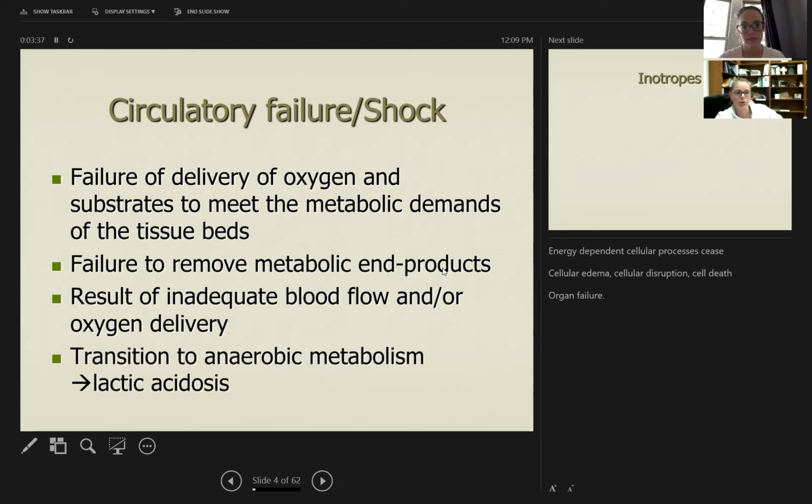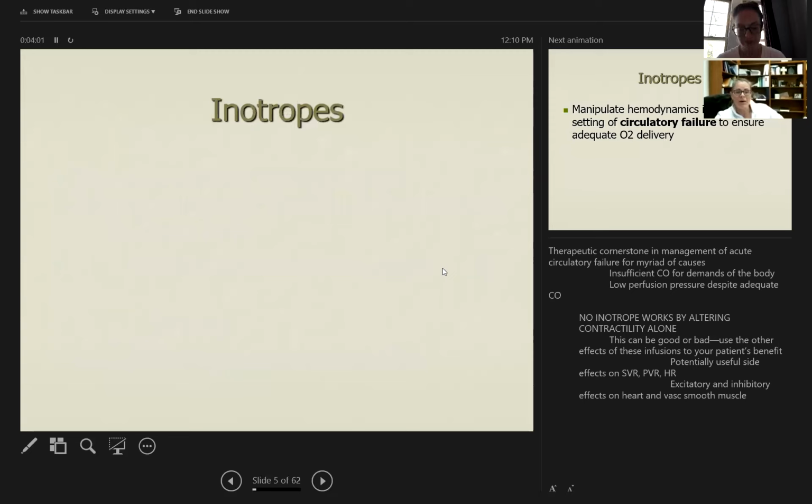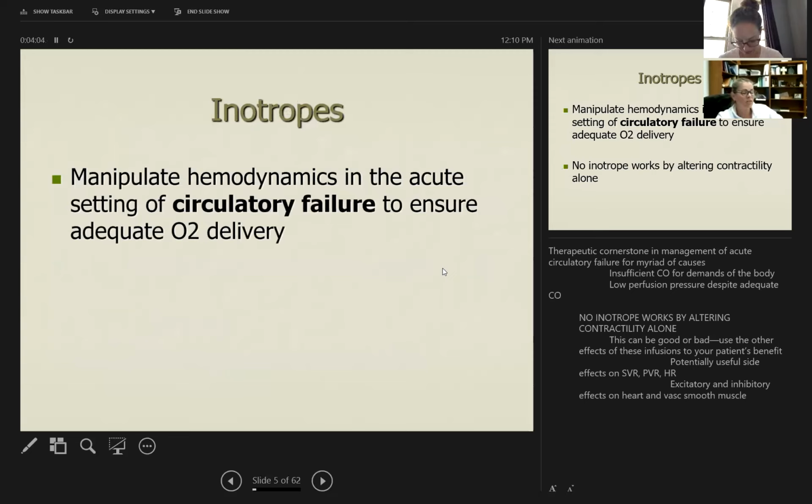And as this progresses, we get a transition to a much more anaerobic metabolism and the development of metabolic and lactic acidosis. All the cellular energy-dependent processes start to slow down and or cease, resulting in cell edema, cellular disruption, and cell death, and ultimately then organ failure. When we talk about inotropes, really these have been the therapeutic cornerstone of managing shock, managing acute circulatory failure, regardless of what the cause of that is.